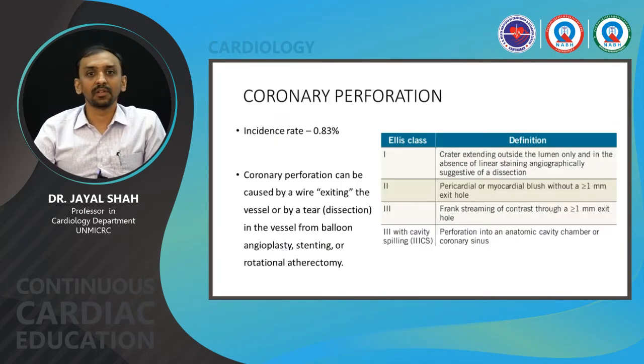Another important complication is coronary perforation. Its incidence rate is almost 0.8%, and it is classified. Ellis has given the classification of coronary perforation in 3 classes. Class 1 is a crater extending outside the lumen in the absence of linear staining angiographically. Class 2 is a pericardial or myocardial blush without a 1 mm exit hole. Class 3 is frank streaming of contrast through a more than 1 mm exit hole. Class 3 with cavity spilling is perforation into an anatomic cavity chamber or the coronary sinus.